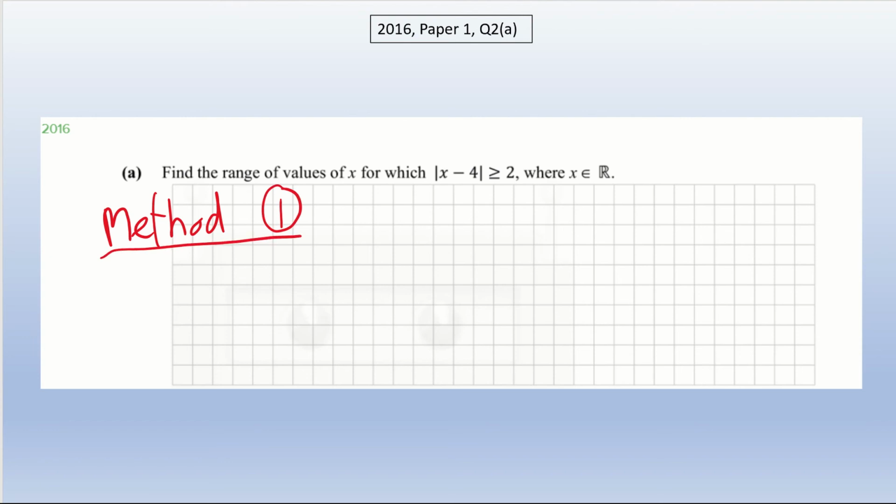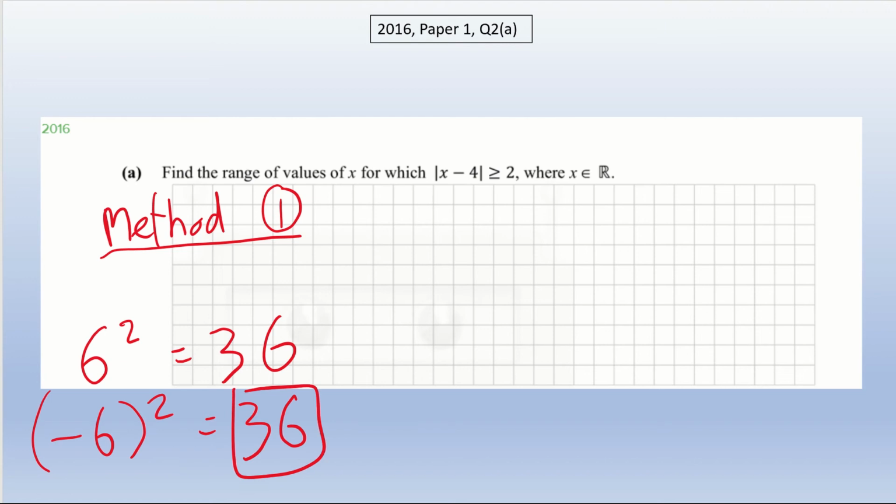Method 1 would be to square both sides, because if you think about it, just a bit of background here, if I square the number 6, I'm going to get 36. If I square the number minus 6, I'm going to get 36 as well. So I'm going to get the same answer. It doesn't matter if this number here is positive or negative, I'm still going to get the same answer. And same over here. I don't know whether this is positive or negative, but I do know if I square it, I'm going to get a positive number. So that's exactly what I'm going to do.